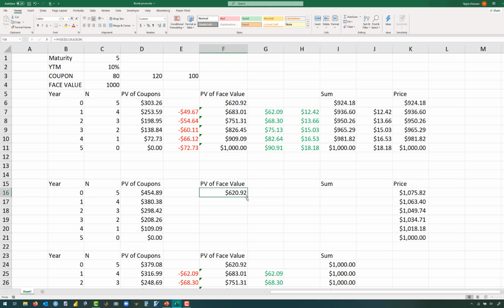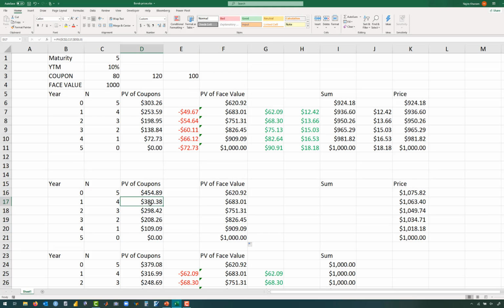Drag this down. So as we move closer to maturity, the value of the face value goes up. And if you notice, it's exactly the same as this, which is not surprising because we're doing the same calculation. We're finding the present value of 1,000 as it moves from year 0 to 5. We did the exact same thing for the discount bond.